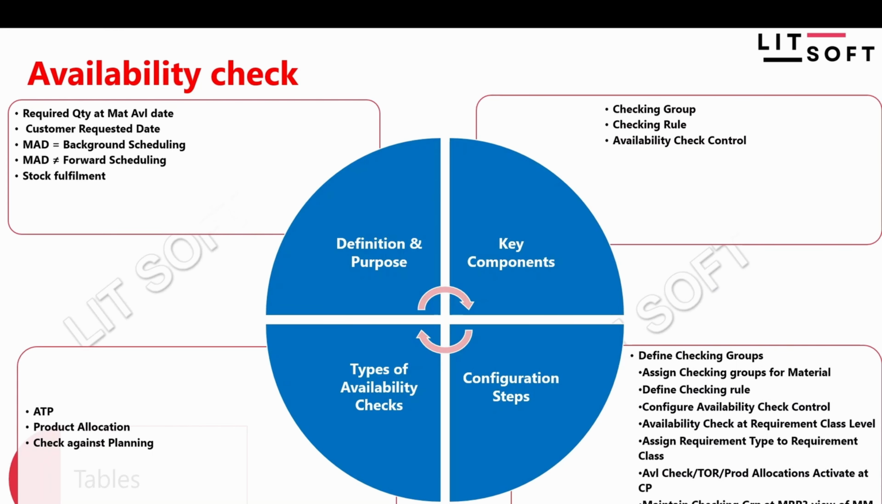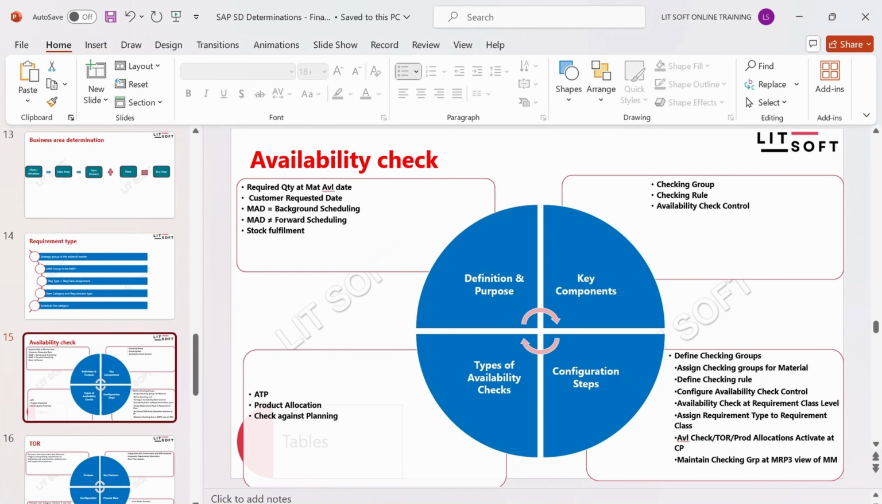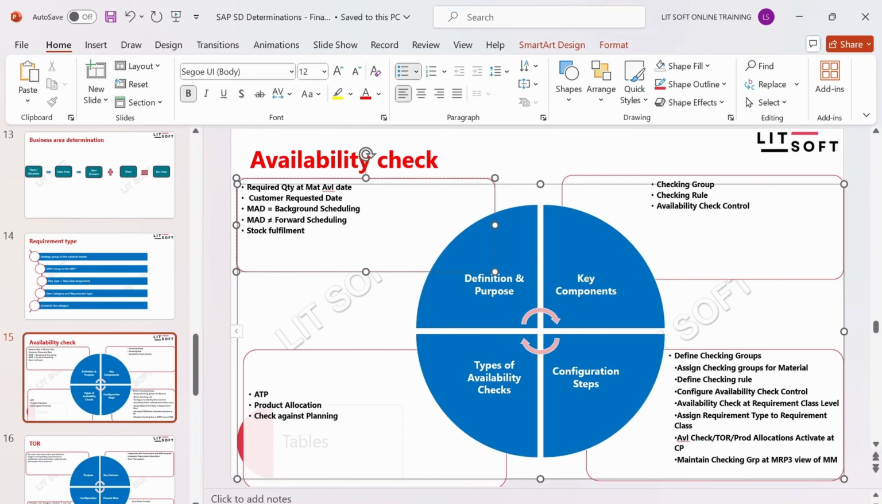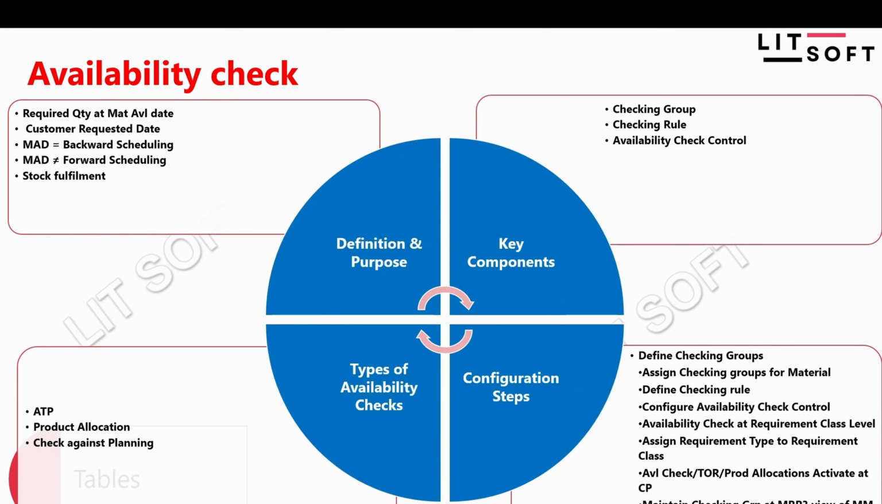So if at all the material availability date is good, then backward scheduling, not background, backward, this is, let's correct this. Okay, that's fine. Then forward scheduling will happen when material is not available. Okay, this is the overall high level.